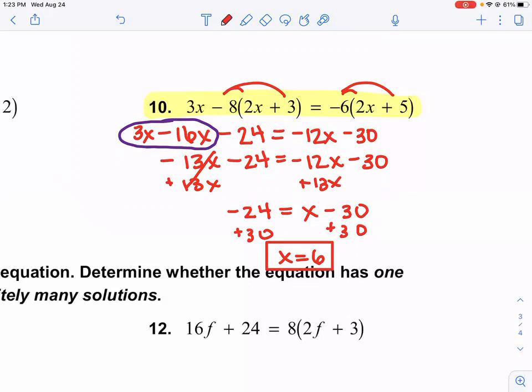All right, in your homework, you will get some more practice at problems that need to use the distribution property, combining like terms, isolating the variable, okay?